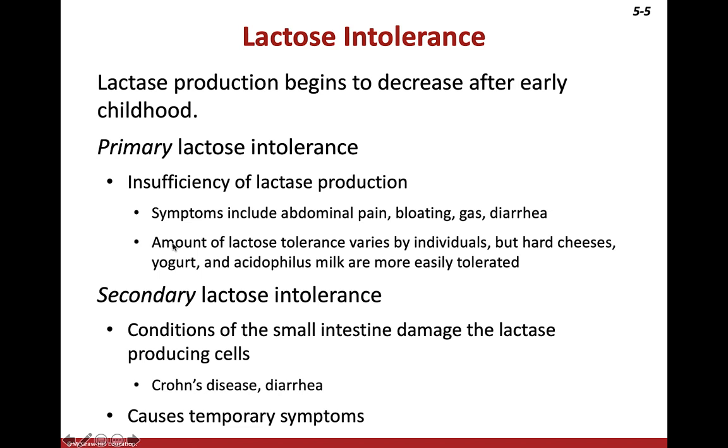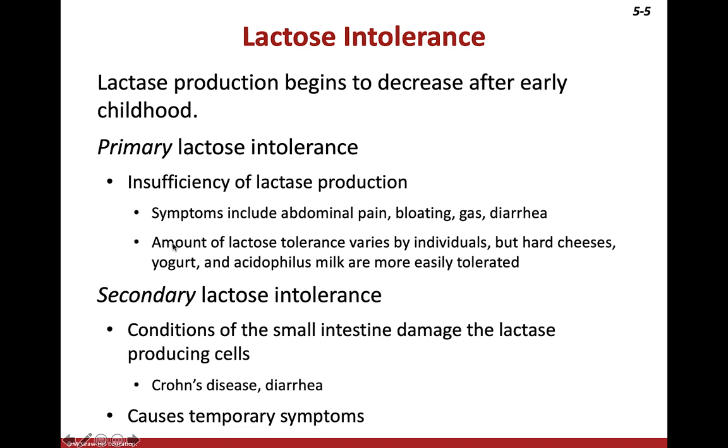Now, the symptoms that are associated with individuals that have this type of lactose intolerance, there's going to be abdominal pain. You're going to see bloating, okay? Gas, diarrhea, because what the sugar does, it pulls water into the large intestine, resulting in diarrhea. Now, the amount of lactose tolerance varies by individuals, but what we do know, there are some foods that are more easily tolerated by those that have primary lactose intolerance. Examples would be hard cheeses, yogurt, and acidophilus milk. So those are more easily tolerated.